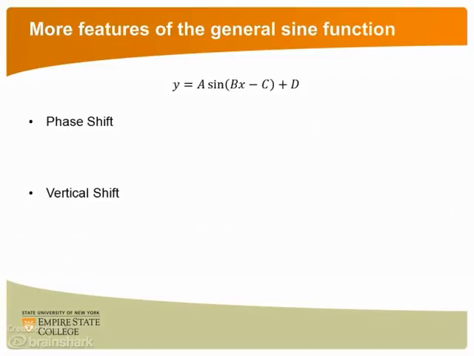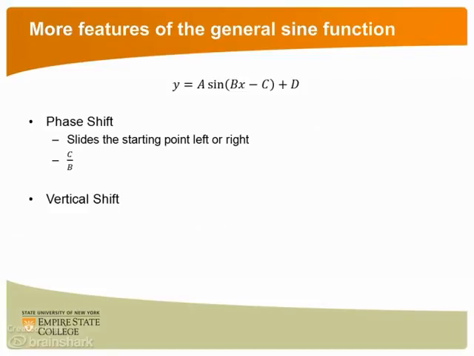There are two more features we must consider for the sine function. While the amplitude and period stretch the graph, it may also be translated, or slid around the plane. We will consider the phase shift and a vertical shift. A phase shift translates the graph horizontally. In other words, phase shift moves the graph left or right.